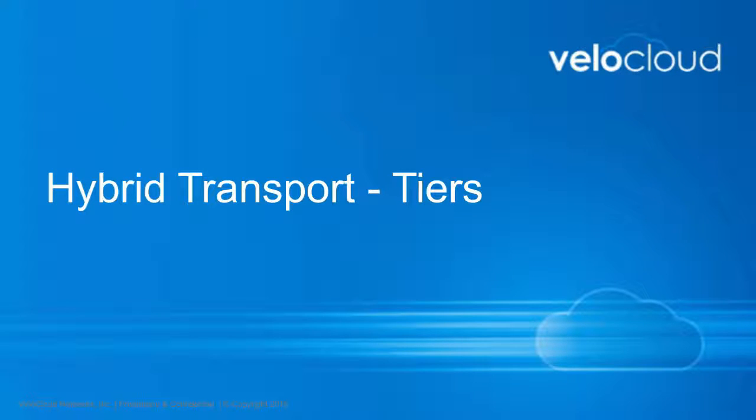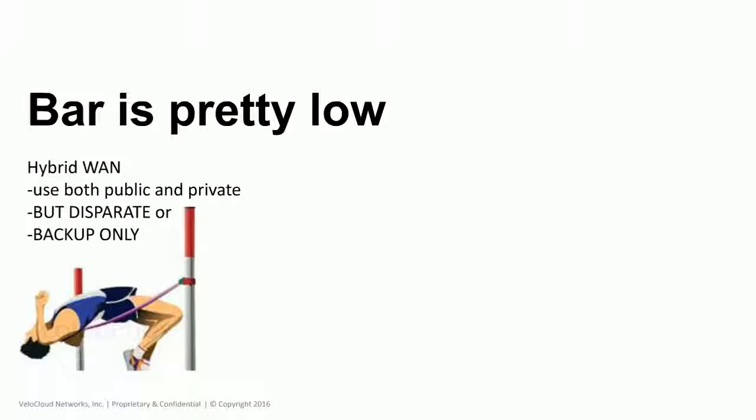So in the first section, let's focus on the transport. Let's look at what the tiers of hybrid transport are. From the historical perspective, up through to where we believe it should strive to be, both with SD-WAN and also advanced SD-WAN services. As I said, the bar is pretty low, so it's a pretty easy hurdle to jump over.